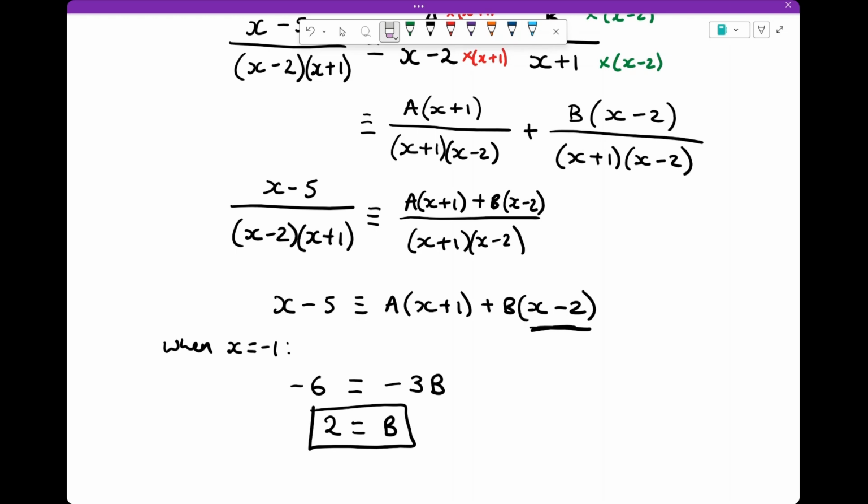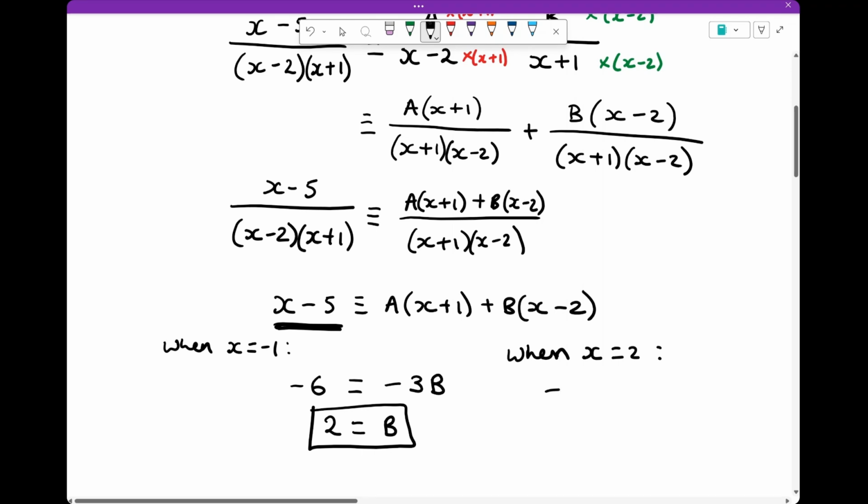Now let's focus on how we're going to find a. And to do that, we're going to have to consider, what do I need to substitute into this bracket here to make it 0? Well, if I have x subtract 2, I would have to substitute positive 2 in to get 0. So we're going to consider when x is equal to positive 2. So if I substitute that into my left-hand side, I would have 2 subtract 5, which is negative 3. And then on my right-hand side, if I substitute 2 into this bracket, I would have 2 plus 1, which is 3. So we get 3a.